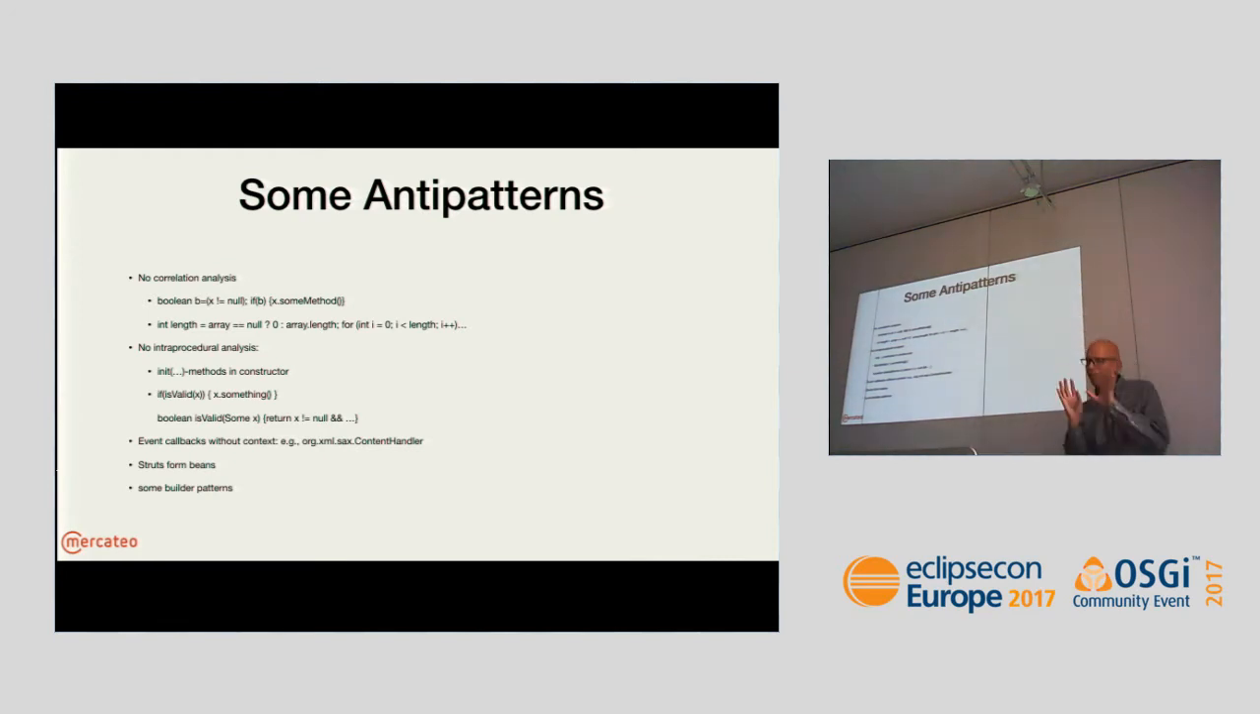What are antipatterns in this respect? You have to understand the compiler only looks at the local code, at the local method. And so it doesn't do any interprocedural analysis. For example, it cannot see if you invoke an init method that this init method would initialize your non-null fields. Or we have some isValid methods which also test that the parameter is not null. You cannot do that.